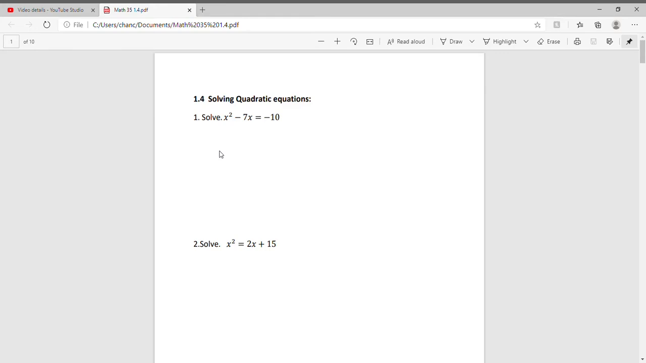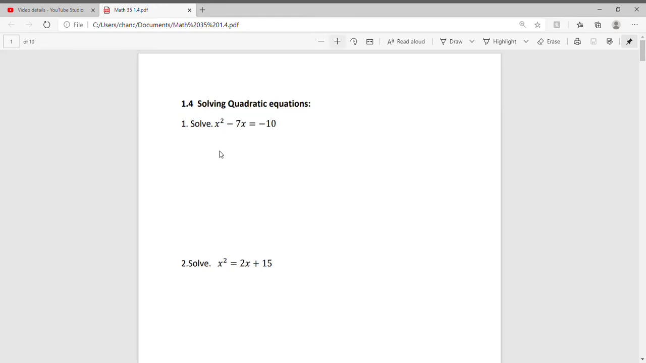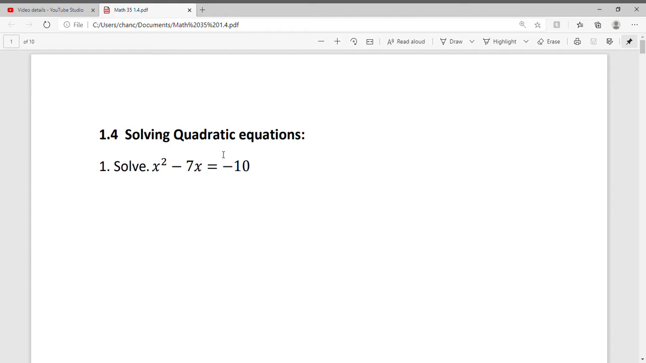Let's go over section 1.4. Let's solve the quadratic equation. The first technique is to factor. Let's factor this expression to solve for x.